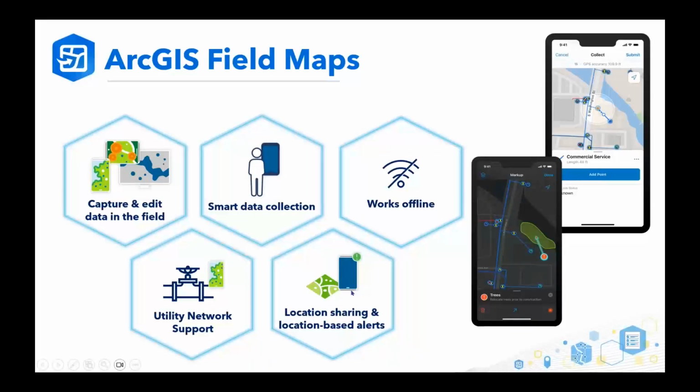Location sharing works in real time, meaning that you can stream your location to other users in your organization. Maybe you need to be monitored for health and safety purposes. The user has the freedom to turn this on and off as they need. And you can even receive location-based alerts based on your real-world location, meaning important information is delivered straight to a mobile device based on where you are.